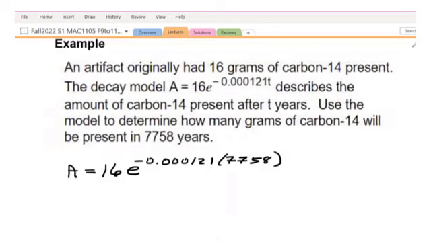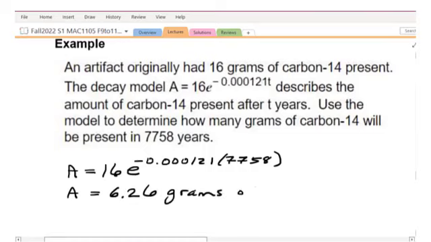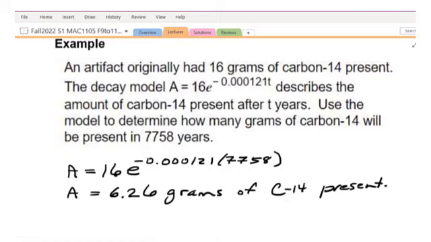And I see that Brian got 6.26. Did anyone else get 6.26? Yep, that's what I got as well. Very good. A equals 6.26 grams of carbon-14 present. Okay, and that does seem reasonable.